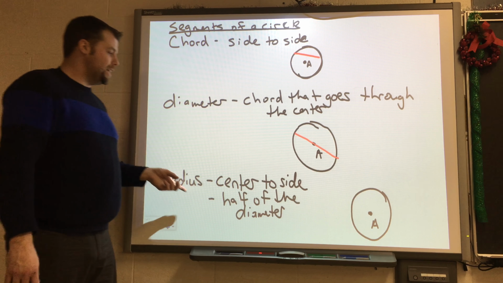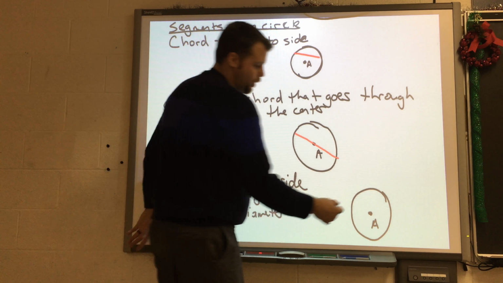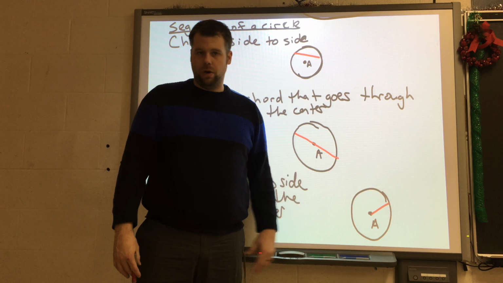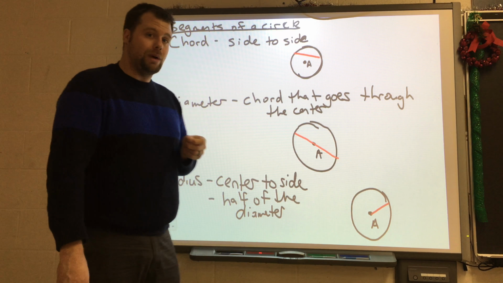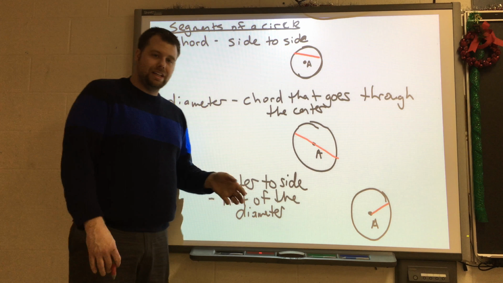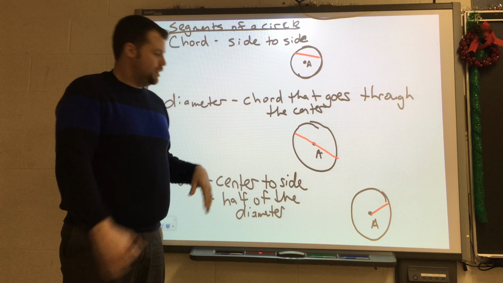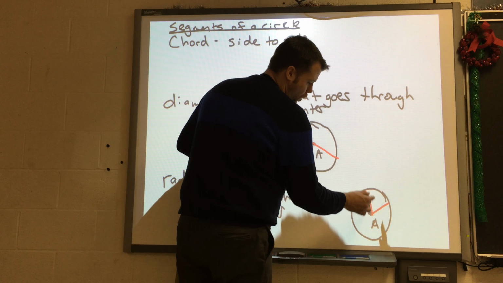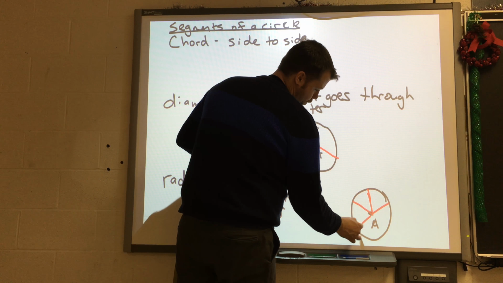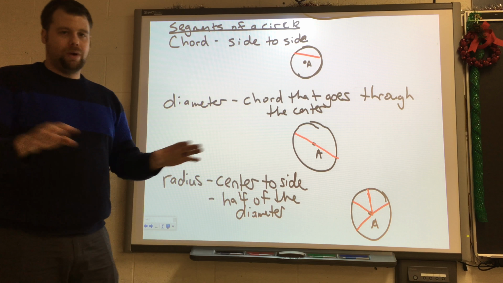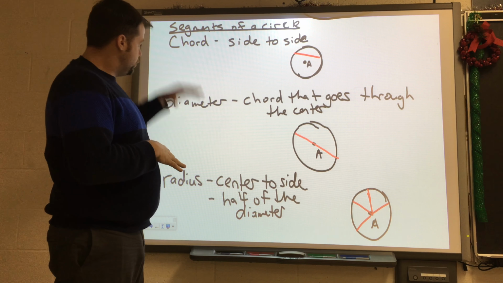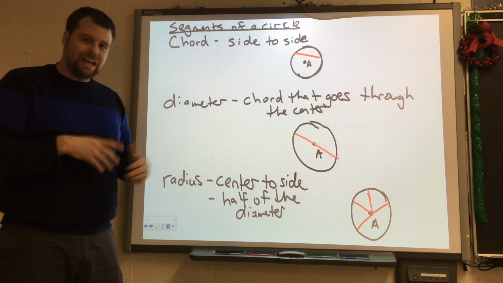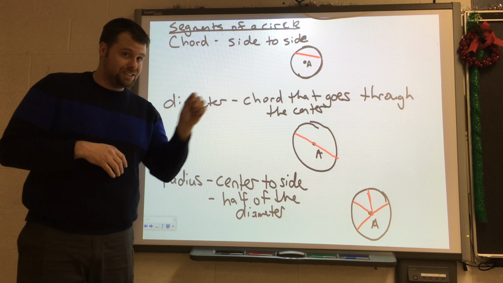And then finally, a radius is from the center to the side. It doesn't matter which direction I go in. If I go anywhere from the center to the side, that's a radius. And the radius is half the diameter. So say the diameter is 10 feet, the radius will be 5 feet, and every single radius will be 5 feet all the way around the circle. Very important: all the radii of a circle are congruent. So chord, side to side; diameter is a chord that goes through the center; and the radius is half of the diameter. It goes from the center to the side.